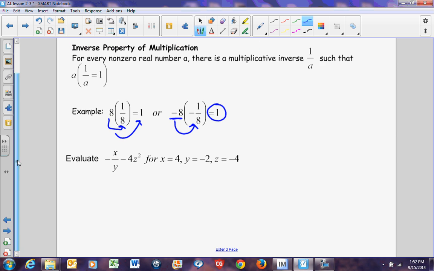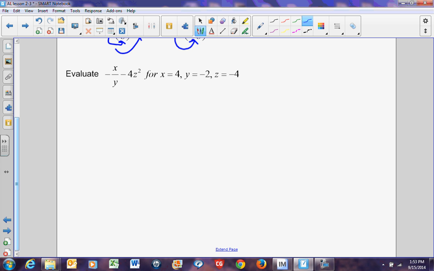So let's look at this problem down here. We're going to evaluate negative x over y minus 4z squared for x equaling 4, y equaling negative 2, and z equaling negative 4. So the first thing I'm going to do is substitute in all my values. I have a negative, x is 4, so I'm going to put a 4 over here for x. Y is negative 2, so I'm going to put a negative 2 down here. Notice I didn't lose any of my negative signs. Minus 4 times z, which is negative 4, squared. Now I need to follow the proper order of operations.